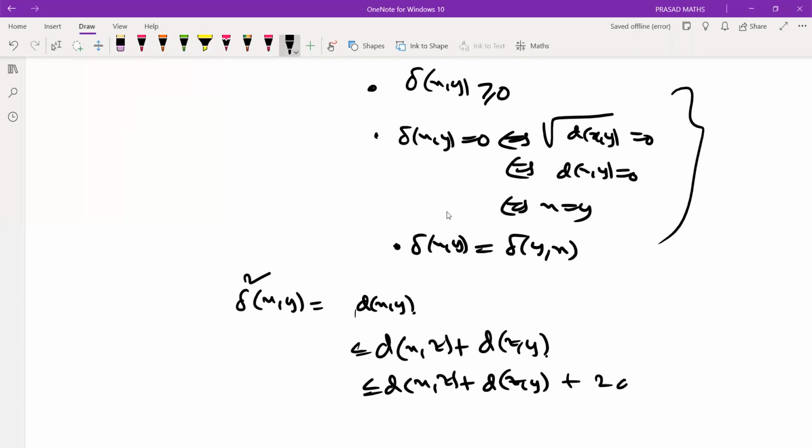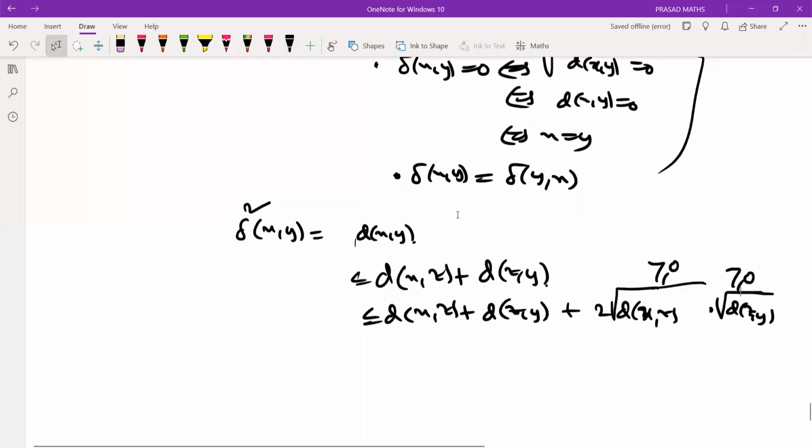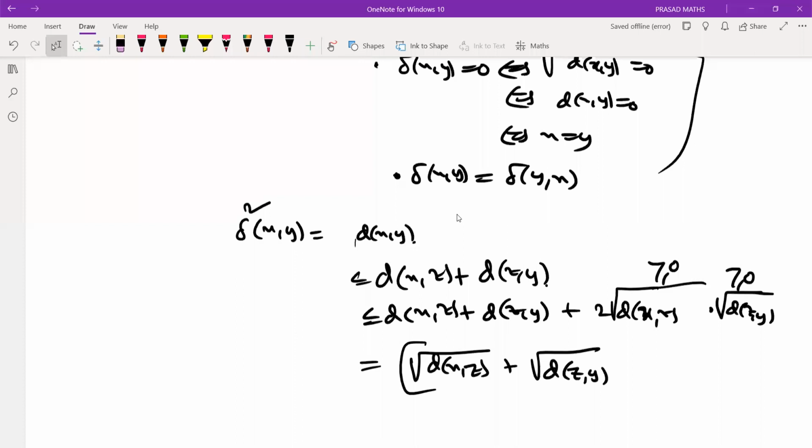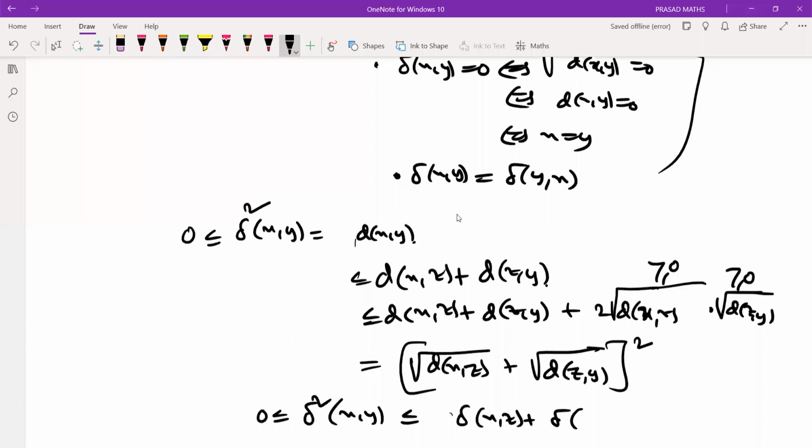How can we write this? We can add the term d of x comma z into d of z comma y. Why can we write it? Because we are adding a non-negative term, nothing wrong. Right? So this is non-negative. So delta square is less than or equal to d of x comma z plus d of z comma y, this whole square.